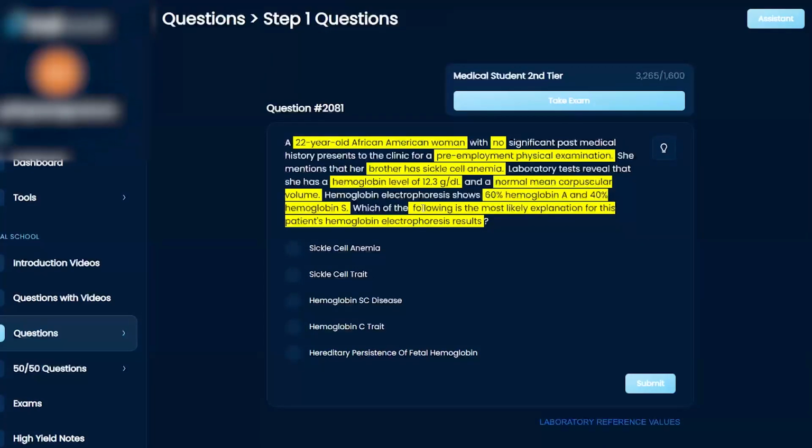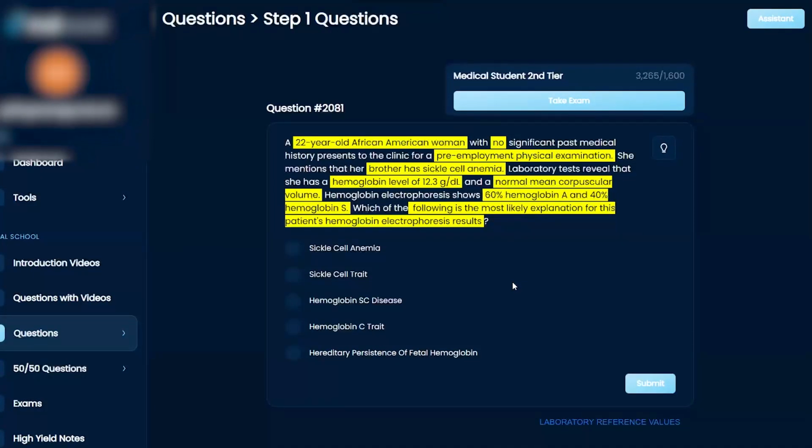Okay. My mind goes right to 60% A, 40% hemoglobin S. That makes me think of, you have no HBA in sickle cell anemia, I believe. And so you would see different. Oh, I don't even really have an idea here. I don't believe it's hemoglobin C or SC. I don't think it's sickle cell.